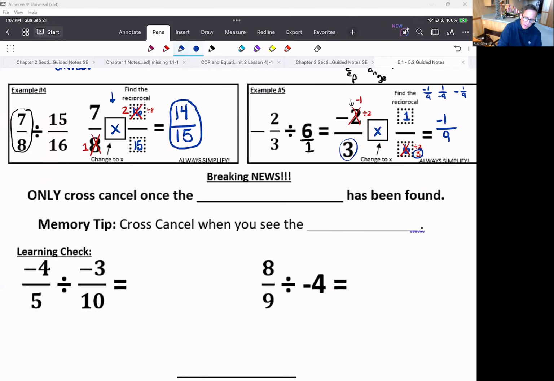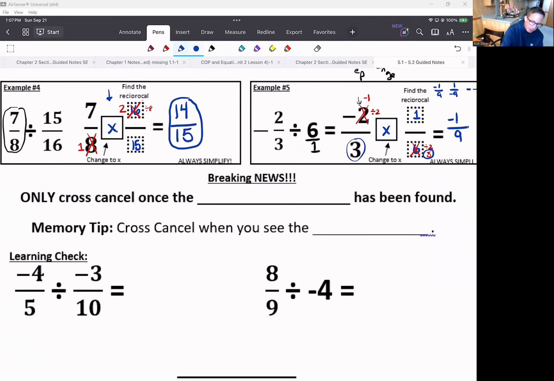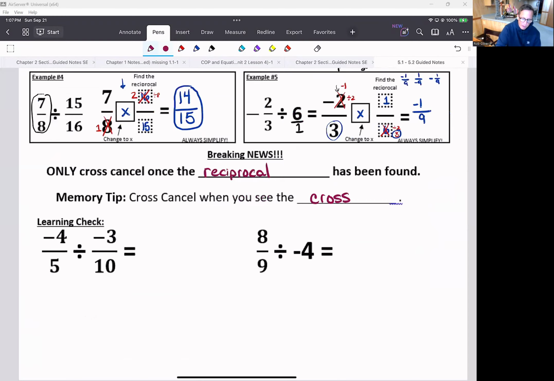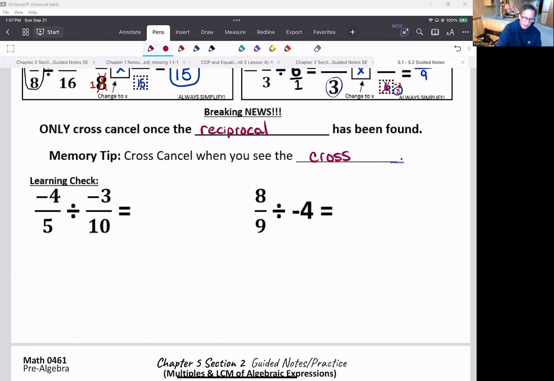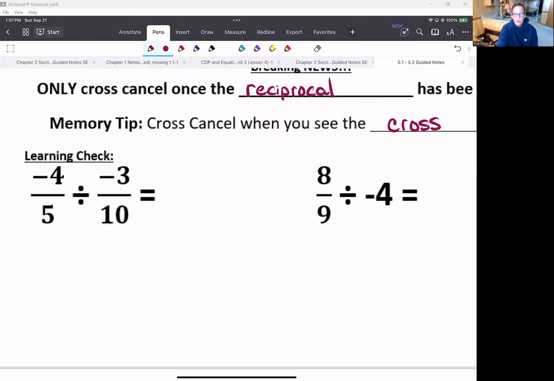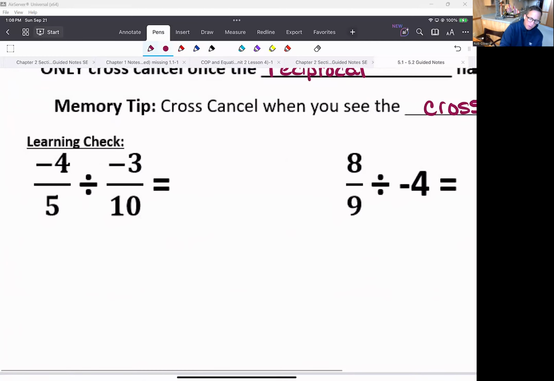Oh, and I kind of spoiled you on this one. I put on here, breaking news: only cross cancel once the reciprocal has been found. Remember to cross cancel when you see the cross, which is what I was just talking about. All right, and then just give these a go. Try these out on your own. Pause the video and see how you do, and then unpause it and check with me, and I'll go ahead and solve these.